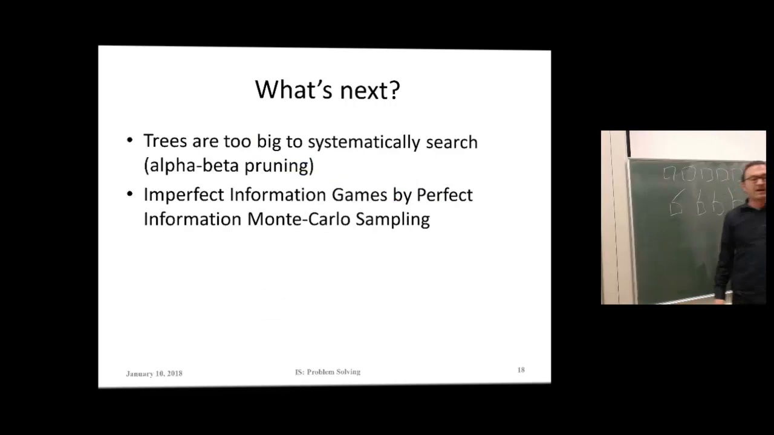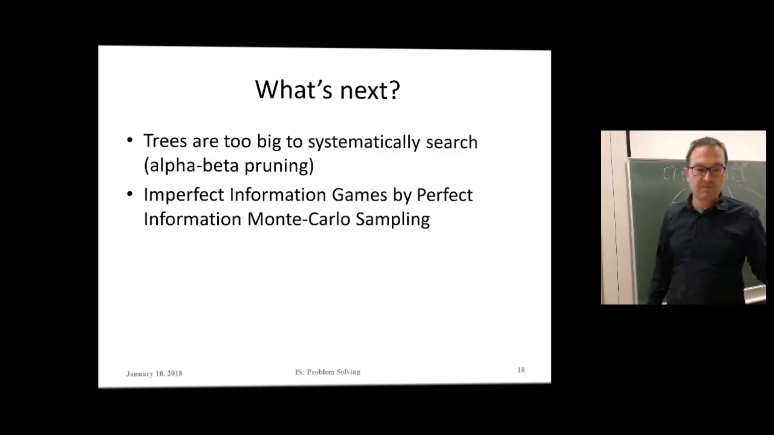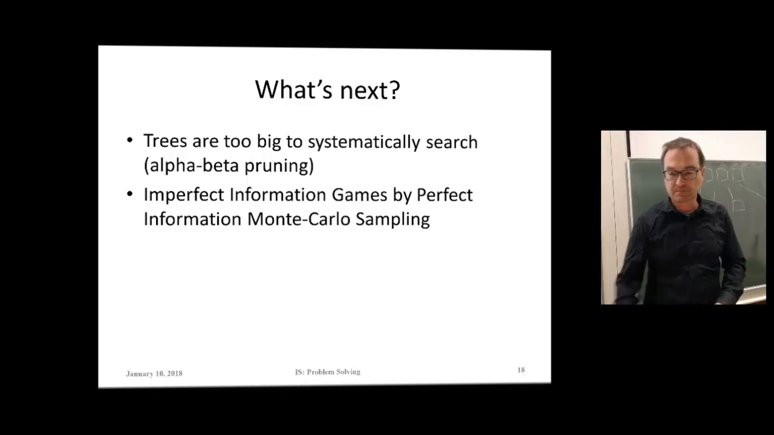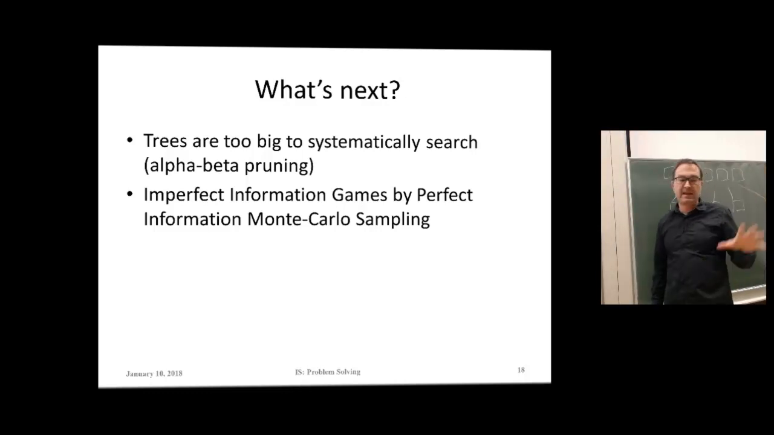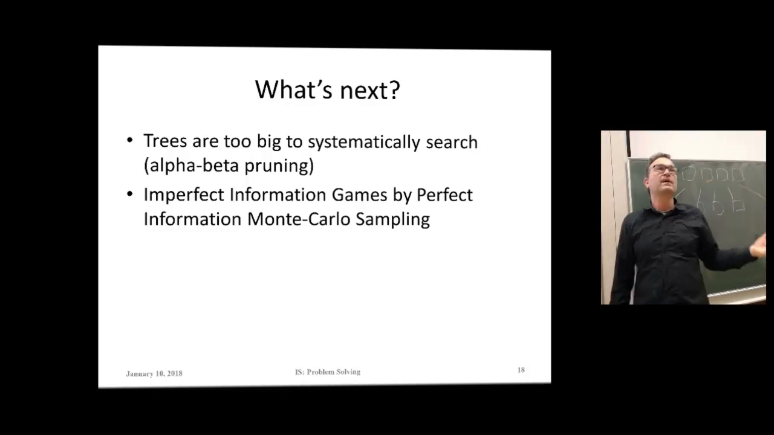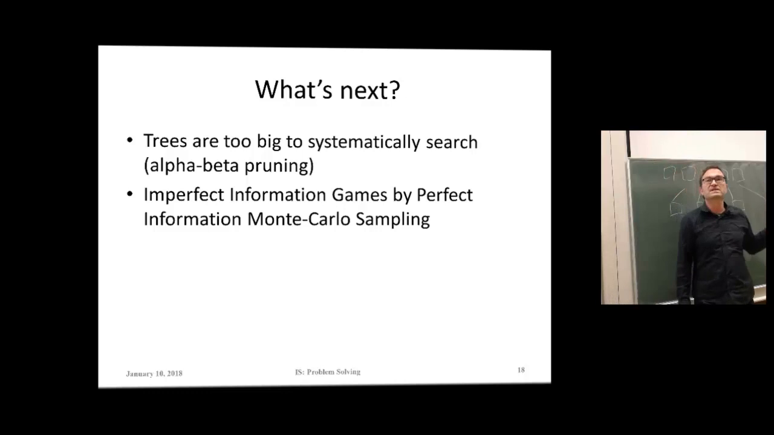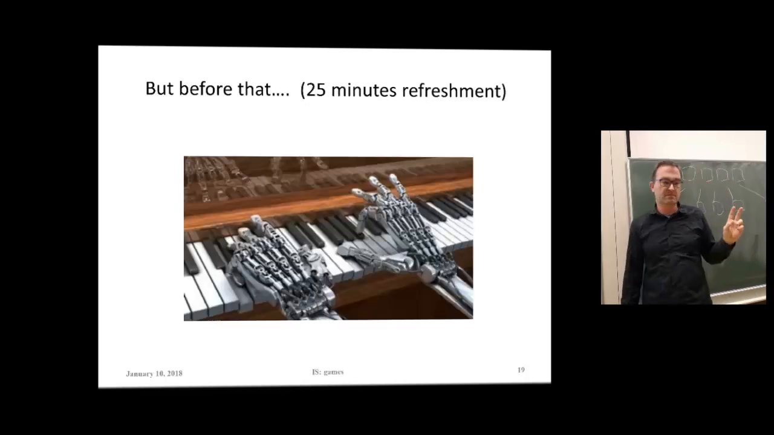So this is what we are dealing with. On the one hand, the trees are too big to systematically search. And we have to turn this imperfect information game into a perfect information game by Monte Carlo sampling. And these are the two things that I want to explain in the rest of this lecture.